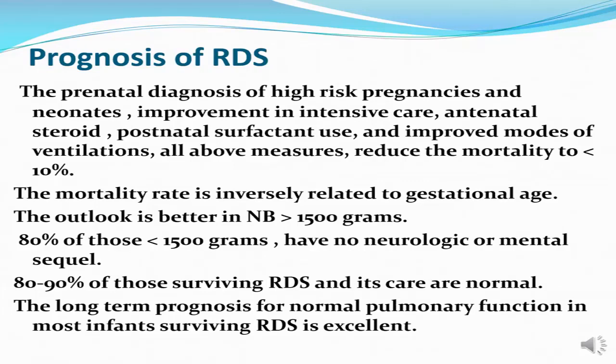Prognosis of RDS: the prenatal diagnosis of high-risk pregnancies and neonates, improvement in the intensive care, antenatal steroid, postnatal surfactant administration, and improved modes of ventilation. All above measures reduce the mortality to less than 10%. The mortality rate is inversely related to gestational age. The outlook is better in newborn more than 1,500 grams. 80% of those less than 1,500 grams have non-neurologic or mental sequelae. 80 to 90% of those surviving RDS and its care are normal, and the long-term prognosis for normal pulmonary function in most infants surviving RDS is excellent.